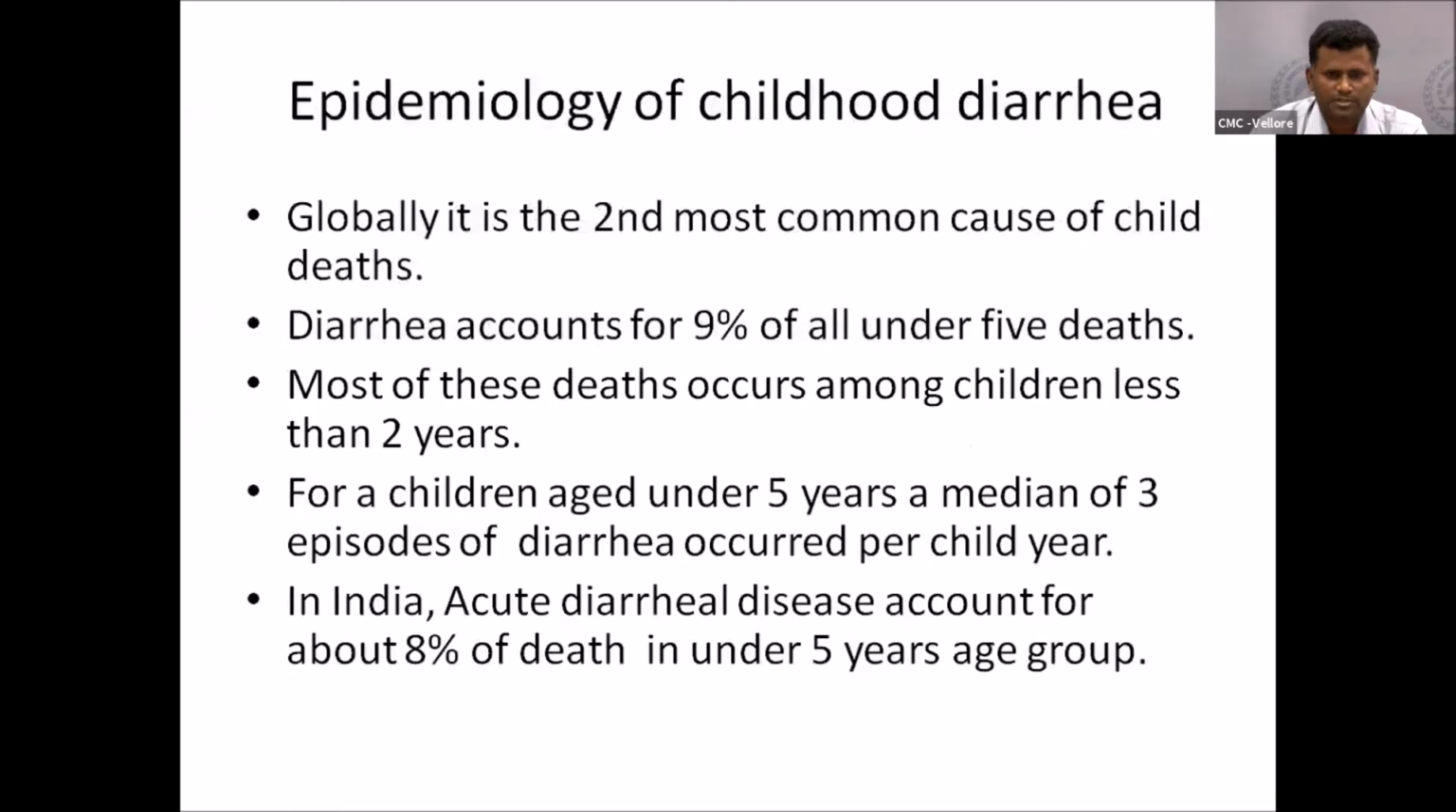Coming to the epidemiology of childhood diarrhea, globally it is the second most common cause of childhood deaths, second to respiratory infection, and it accounts for 9% of all under 5 deaths. Most of the deaths occur in children less than 2 years old. Actually speaking, children less than 5 years old get 3 episodes of diarrhea per child per year. And in India, it accounts for 8% of deaths in the under 5 age group.